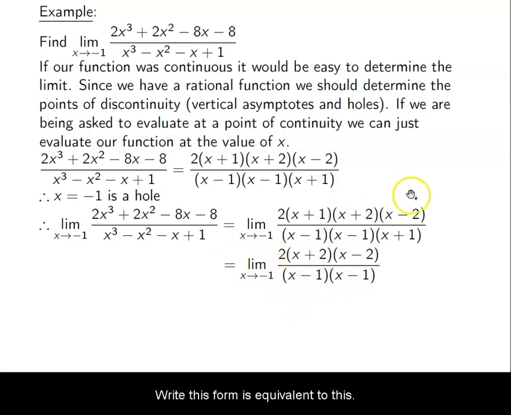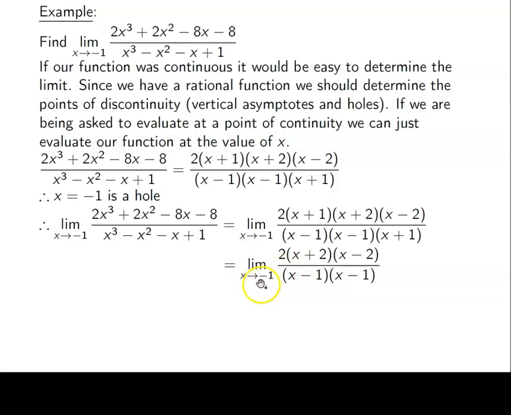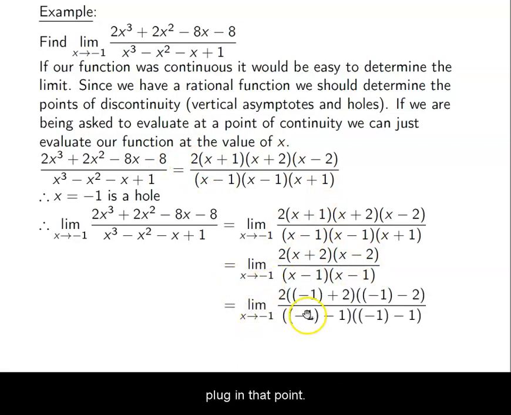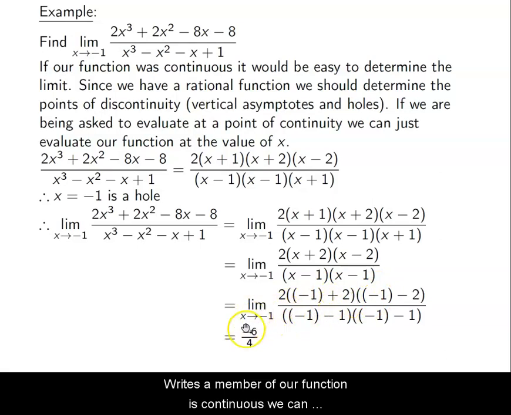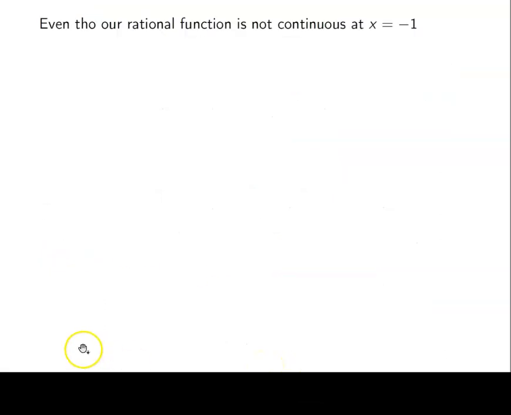This form is equivalent to this, and this equivalent form, which gives me all the same values out, is continuous at this point. So I've algebraically manipulated this equation to now be continuous over this interval, so then I can just plug in that point, right? Remember, if our function is continuous, we can just plug in our values. So this is going to give me -6/4, which is the same as -3/2. So the limit as I come towards -1 is -3/2.